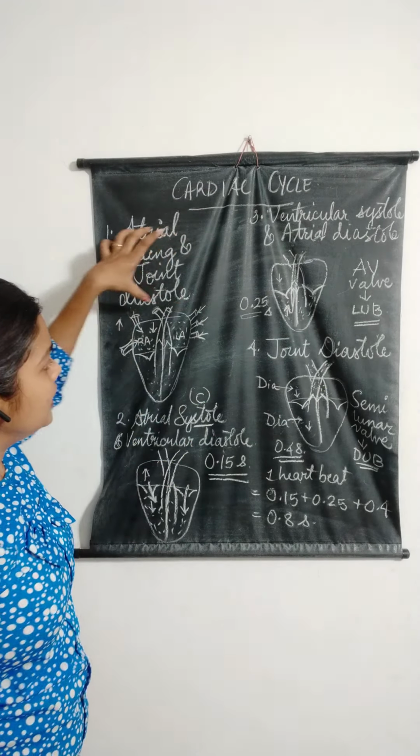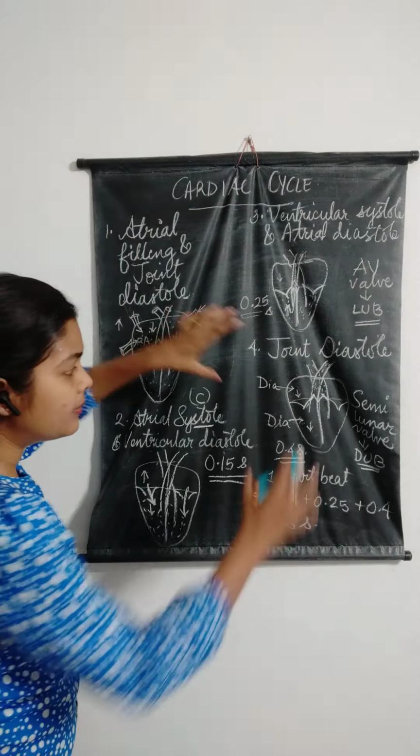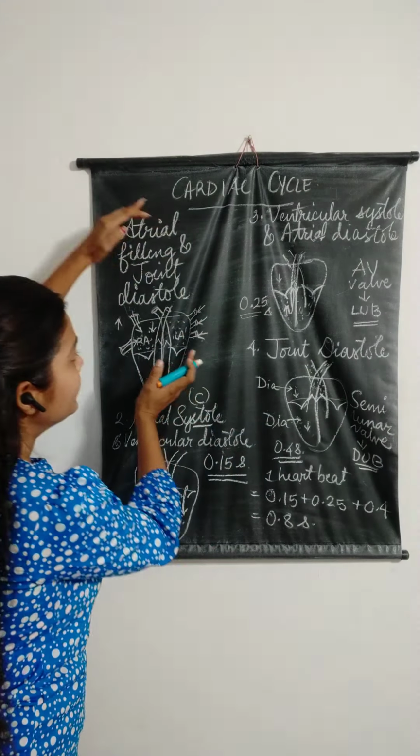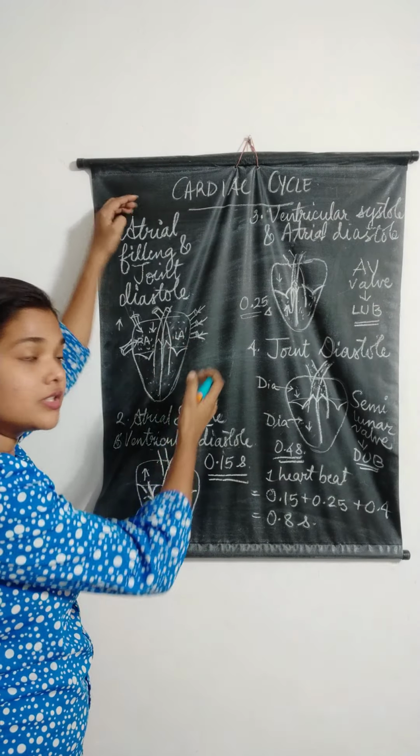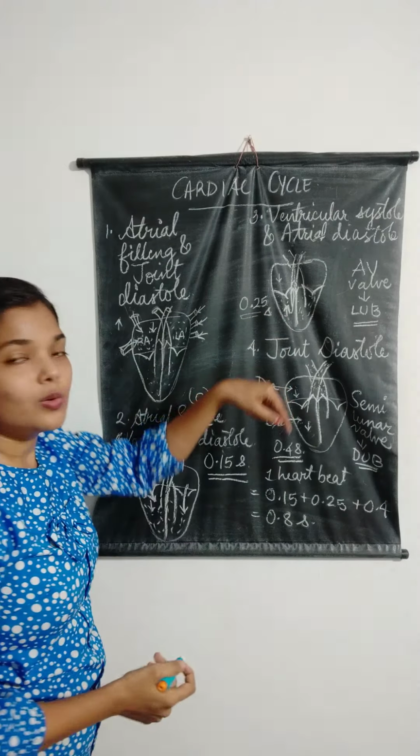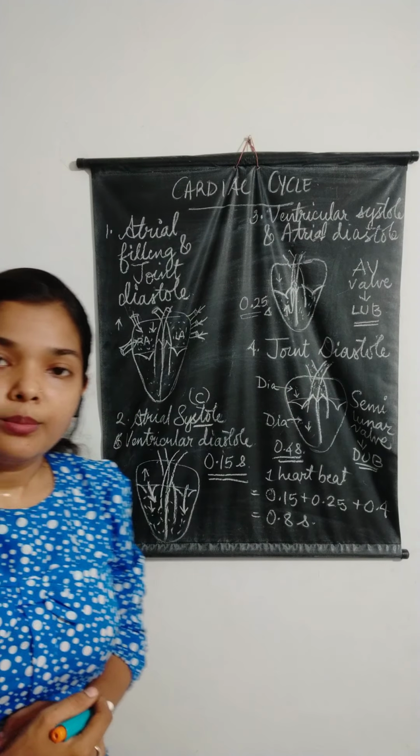Joint diastole, even here we saw the same step. This joint diastole is a continuity for the first, where the atrium will now slowly get filled up with some amount of blood.